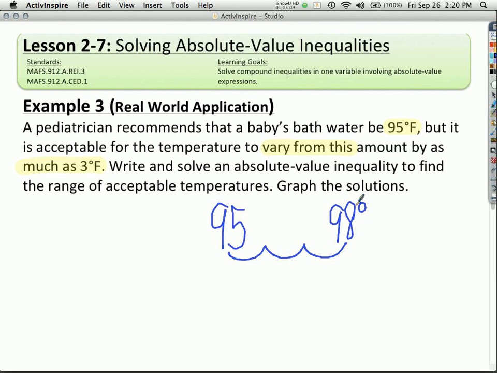How did you get 92? That's right. You're allowed to go in the other direction. It doesn't say you have to add 3. It says vary it. This word means distance. And so we're saying that we can go 3 in that direction and get to 92 degrees.